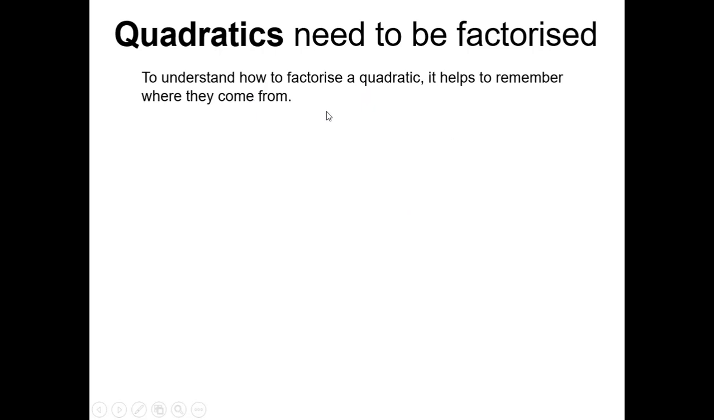Right, now to understand how to factorize, we might as well just work backwards from this and remember where they come from. So let's start out with this. That is our goal here. We want to turn a quadratic into this. This is the factorized expression because I've got it set out as a bracket times a bracket. Each of those brackets is to be considered as a factor of the quadratic.